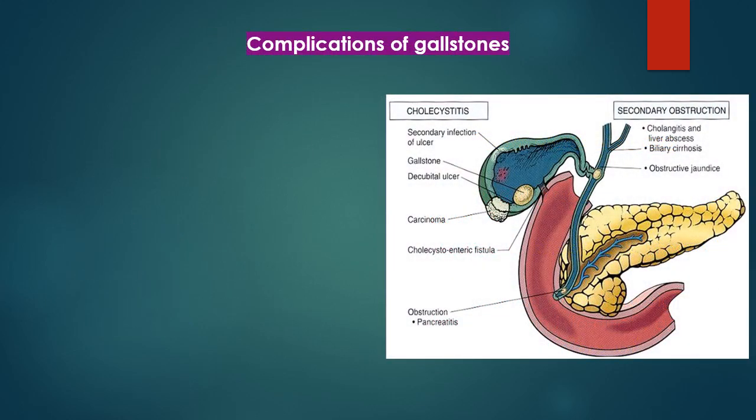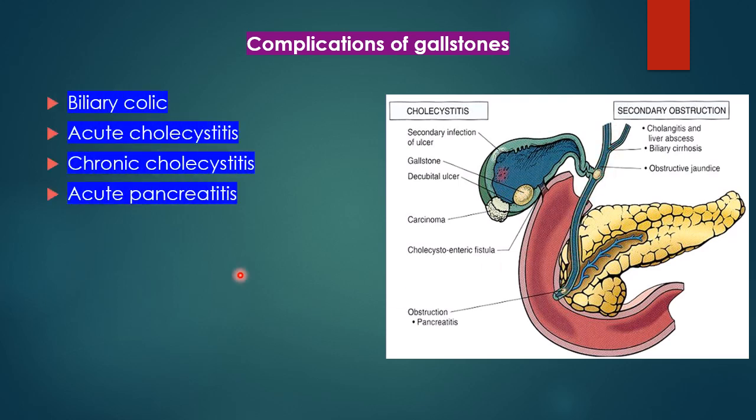Now, what are the complications of gallstones? Look at this chart. The picture here shows you the gallbladder with a stone. As I said, 90% of the time the stone is formed in the gallbladder, and there are also stones in the bile duct. These are the four common complications of gallstone. The stone here sometimes causes irritation and obstruction of the cystic duct. As a result, there is colic, that is biliary colic.